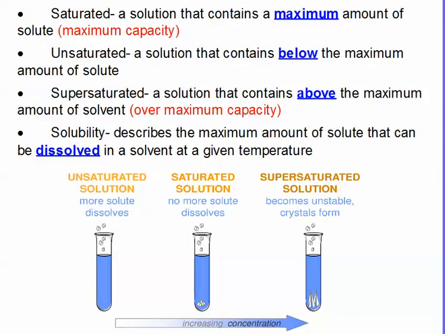Okay. Saturated, unsaturated, and supersaturated. Saturated means a solution that contains the maximum amount of solute. If you're thinking of a bridge, it has that maximum amount that it can hold. It's the same idea. It's the capacity of the solution to hold a certain amount of solute. Every solution and every solute has this saturated level. Unsaturated means the solution is below that maximum amount.